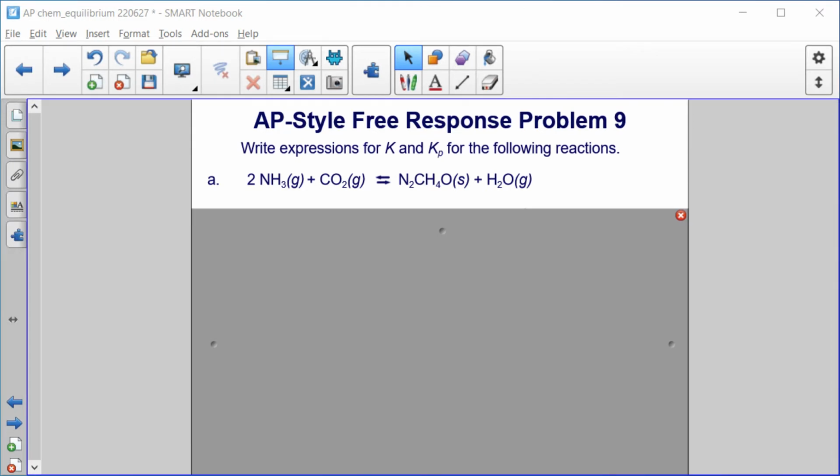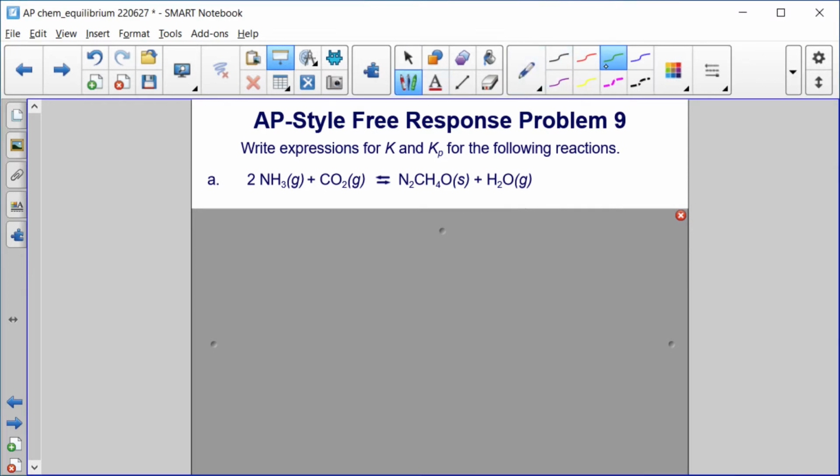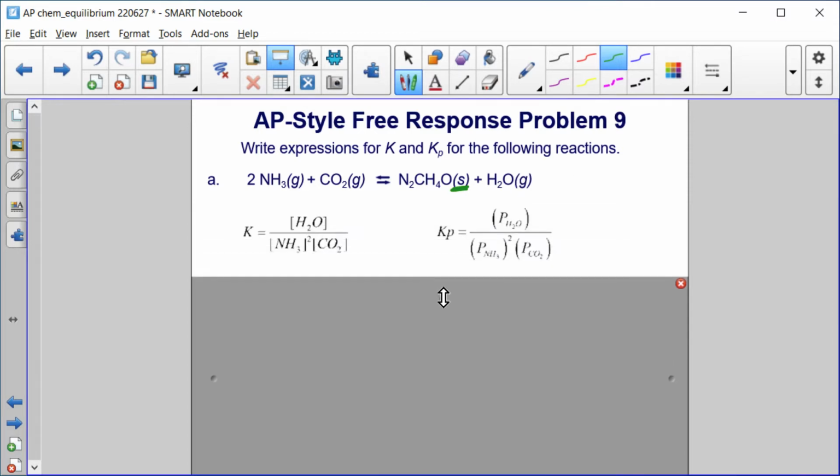All right, so for the first reaction, 2NH3 gas plus CO2 gas produces N2CH4O solid and H2O gas. So this is something to note, right? We don't include solids in any of our equilibrium expressions. So here's our Kc, our equilibrium constant based on concentration. It will be the concentration of the water over the concentration of the NH3 raised to the second power, because we have this coefficient, right? Times the concentration of CO2.